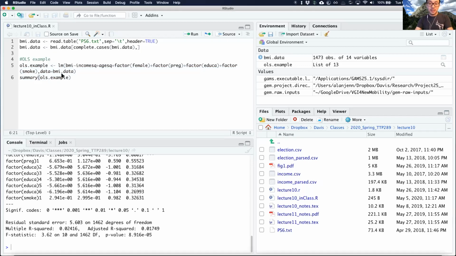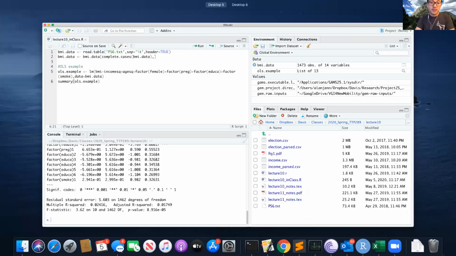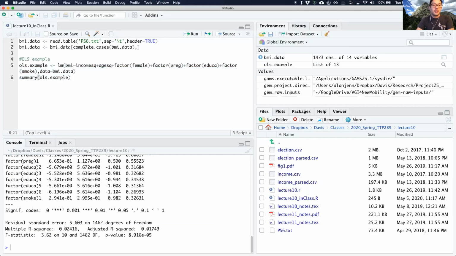All right. So let's take a look at how to do this manually. Two-stage least squares. So we'll do an example of a bad instrument first.